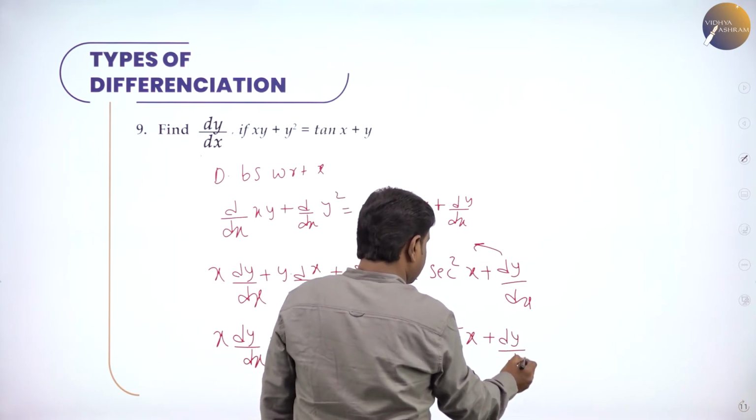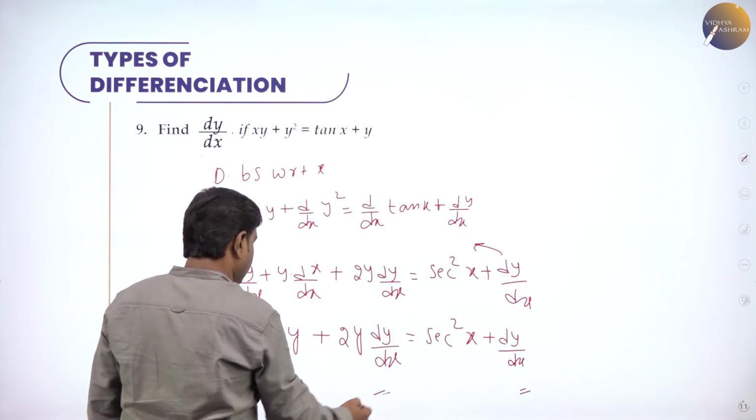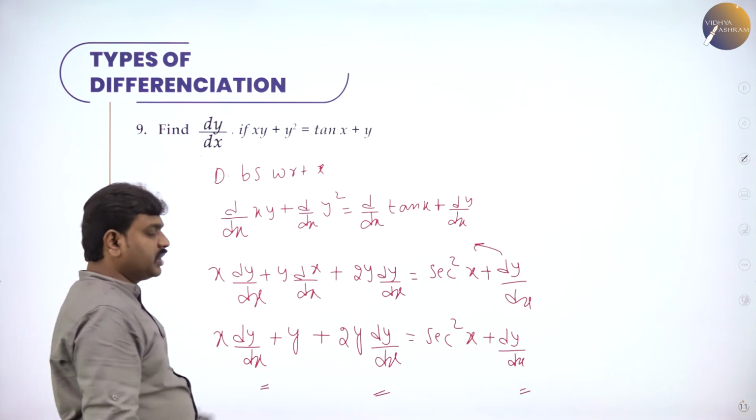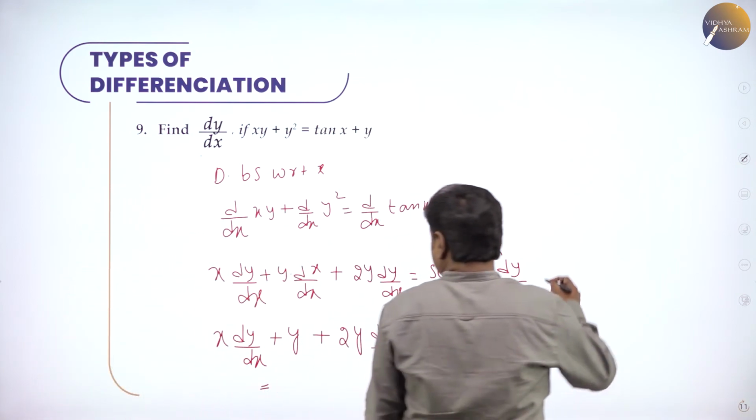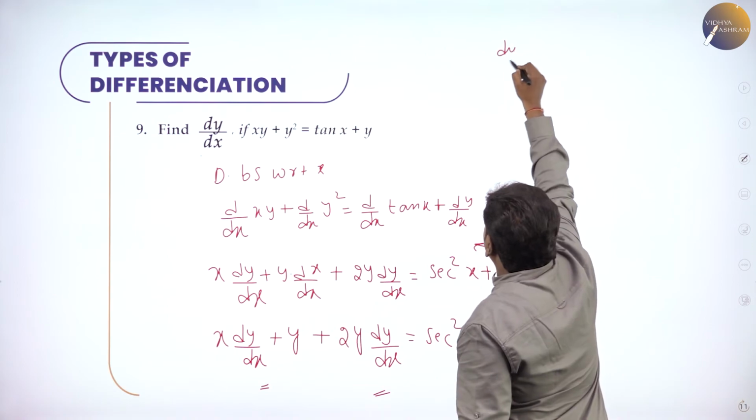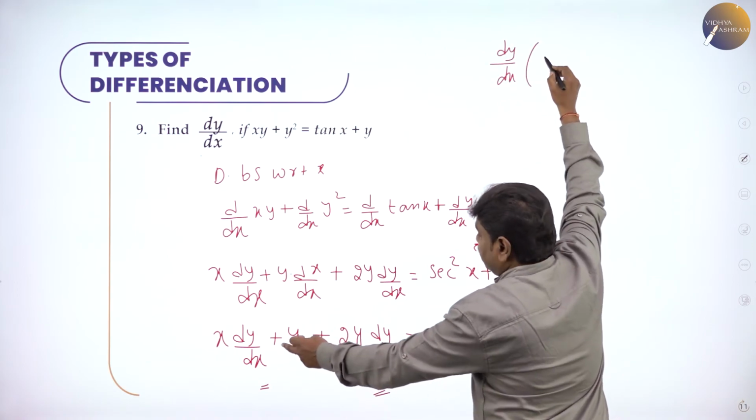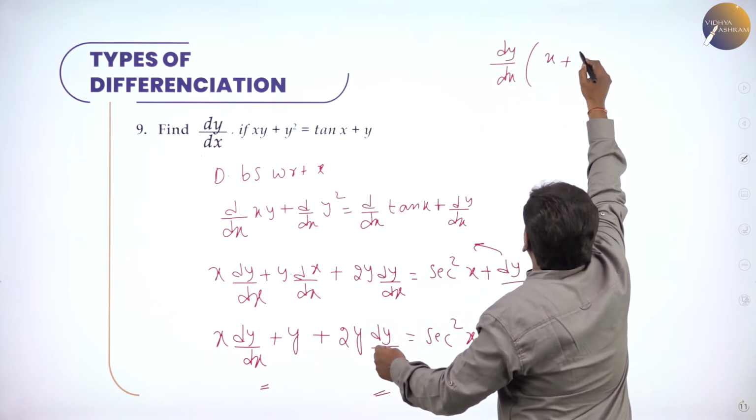So now make dy by dx the subject. Here you have dy by dx, here you have dy by dx, here you have dy by dx. Bring all dy by dx terms to the LHS. If you do that and take dy by dx common, I'll be left with x plus 2y.